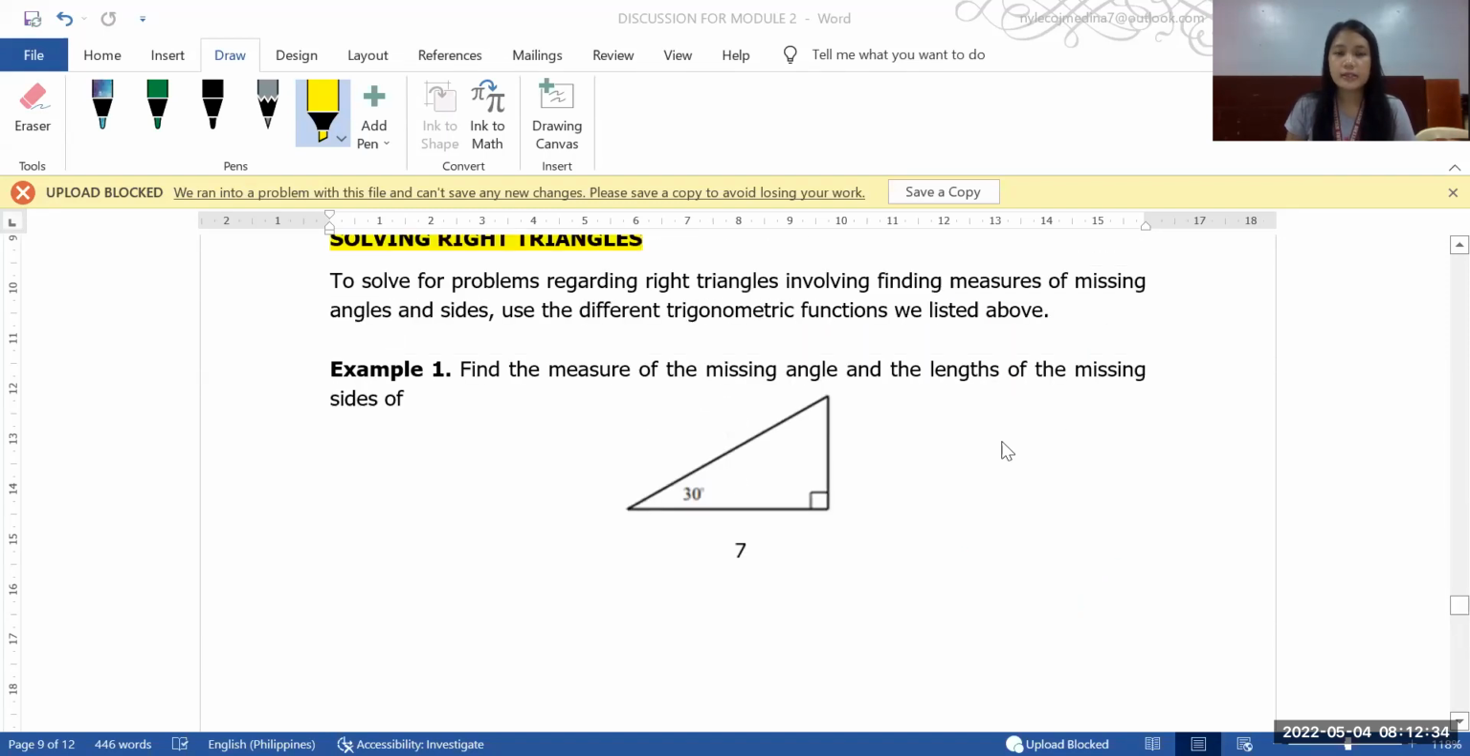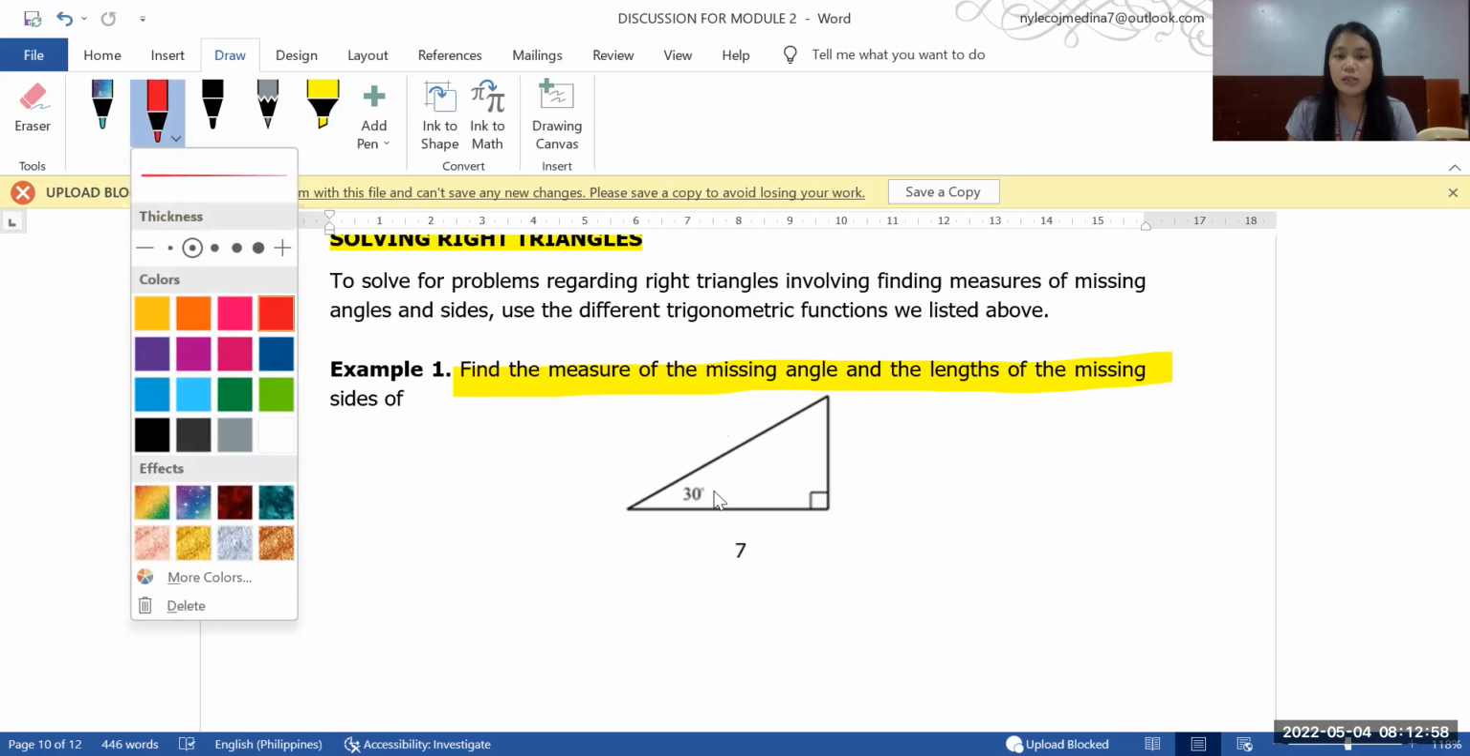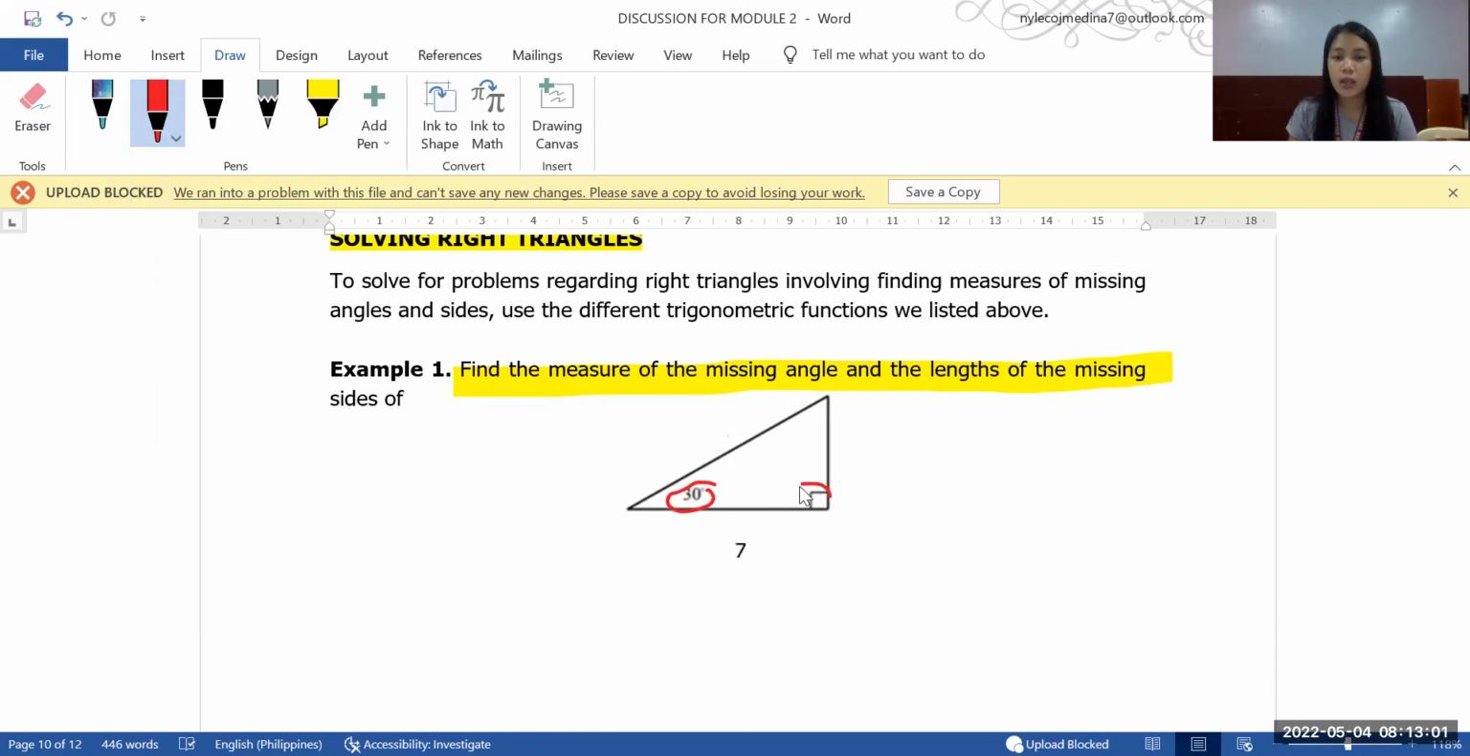Now, let's try to solve your triangle, including everything we learned on SOHCAHTOA and also your Pythagorean theorem. So first, the example 1 is we're going to find the measure of the missing angle. Here is the missing angle, and this one is 30 degrees, and this one is 90 degrees. So we're going to find the value of your missing angle.